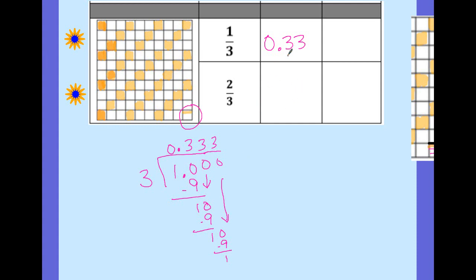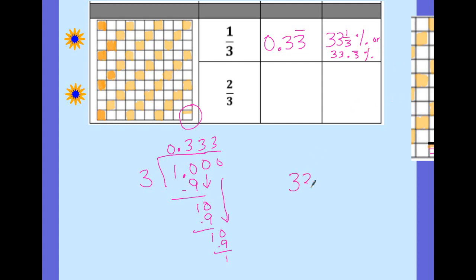And the way we represent that when we're writing our decimal value is we put this repeat bar over the 3. So this is saying 0.33 repeating, meaning this 3 keeps repeating over and over and over again. It never stops. And as the percent, there are 33 whole squares shaded and 1/3 of the last square. So 33 1/3%, or this can also be written as 33.3 repeating percent.